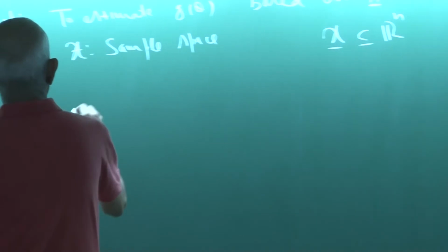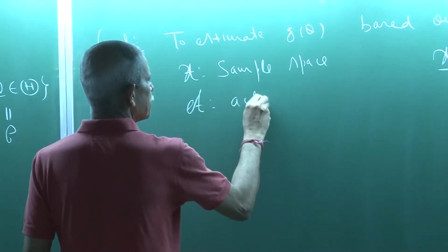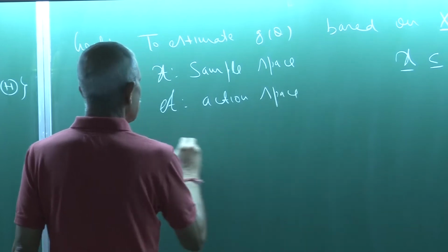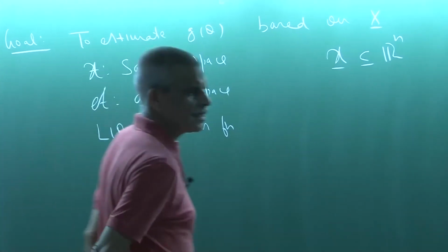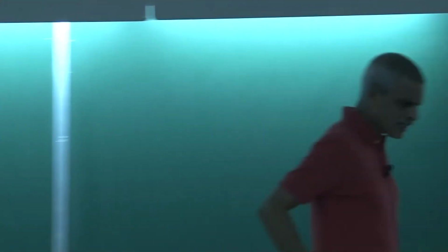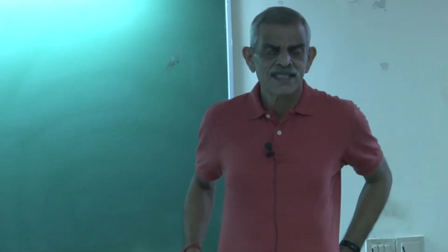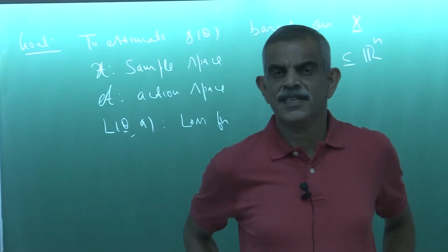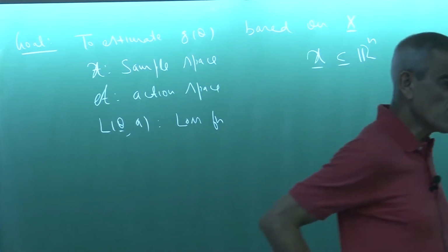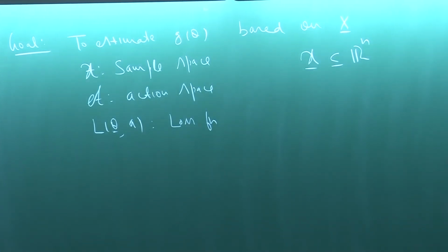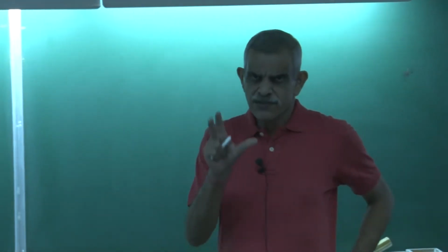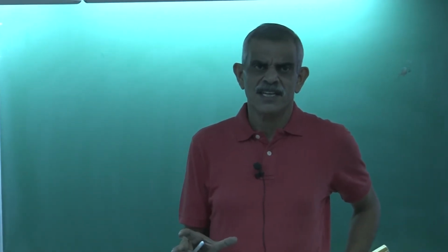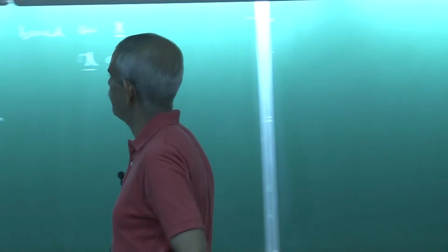A is my action space. L theta A is the loss function. Now, if you recall your last lecture, I had said if L theta A is convex, then you can consider only non-randomized decision rules. So, you do not have to consider the randomized decision rule if L theta A is convex, and convex functions look like a reasonable class of loss functions. So, from now on I will mostly deal with the situation where my loss function is convex, so that the estimators which I consider are only non-randomized. So, I will not be talking about the randomized estimators anymore.